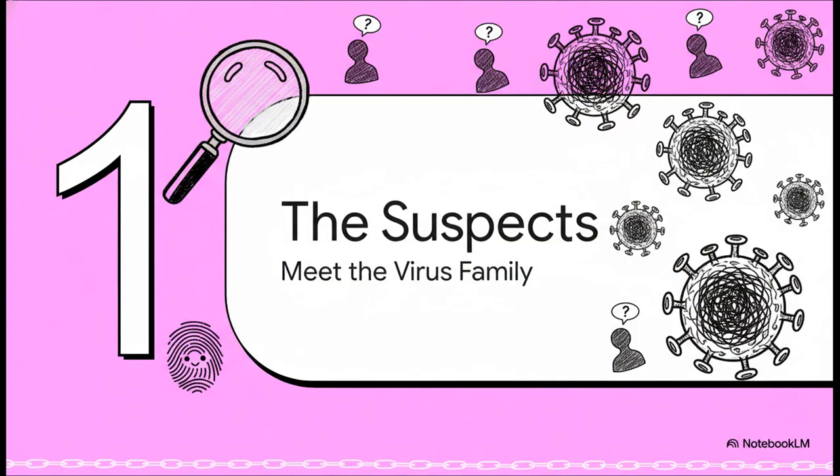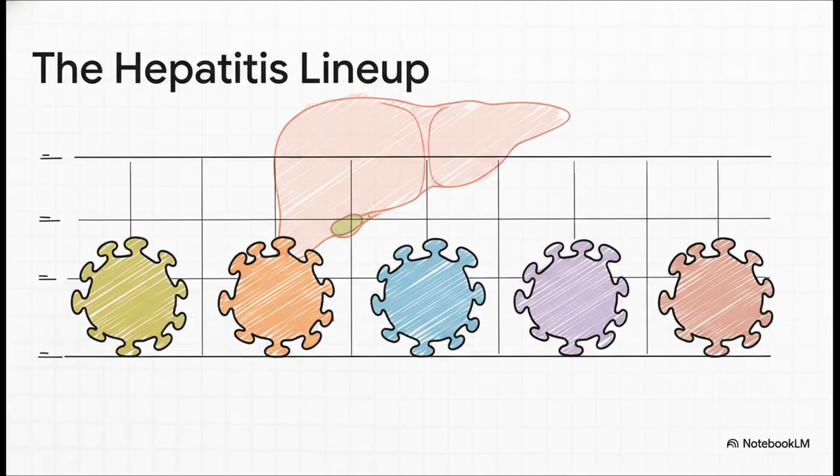Okay, so every investigation has to start with a lineup, right? Let's meet our suspects. Here they are: hepatitis A, B, C, D, and E. Now, you can see they all share a name and they all go after the same organ, the liver. But it is so important to understand that these are totally distinct viruses. They have very different behaviors, they spread in different ways, and they have very, very different long-term consequences.